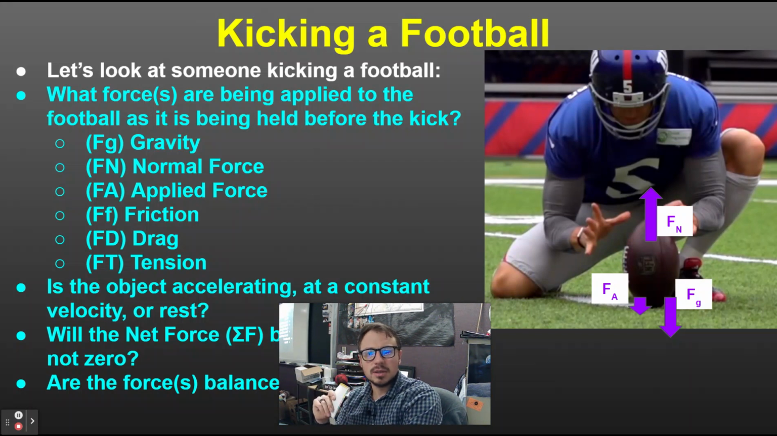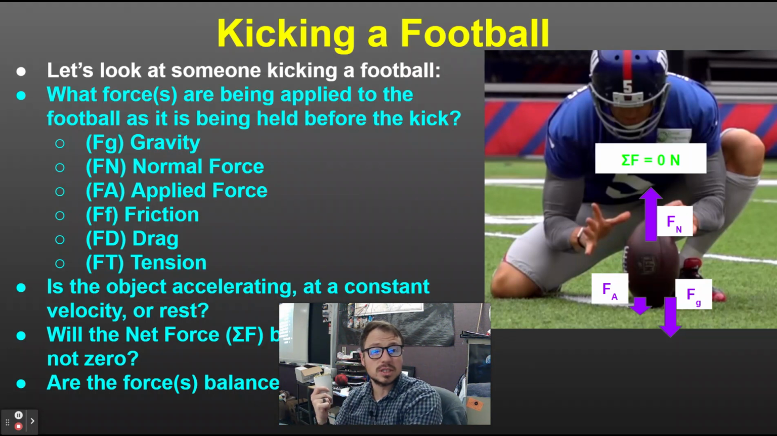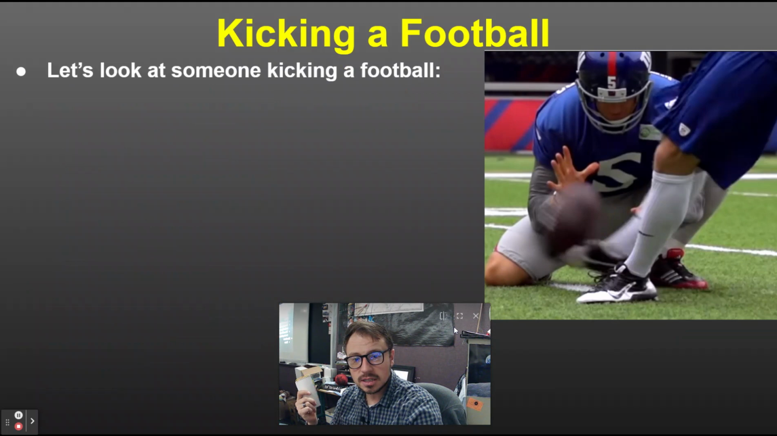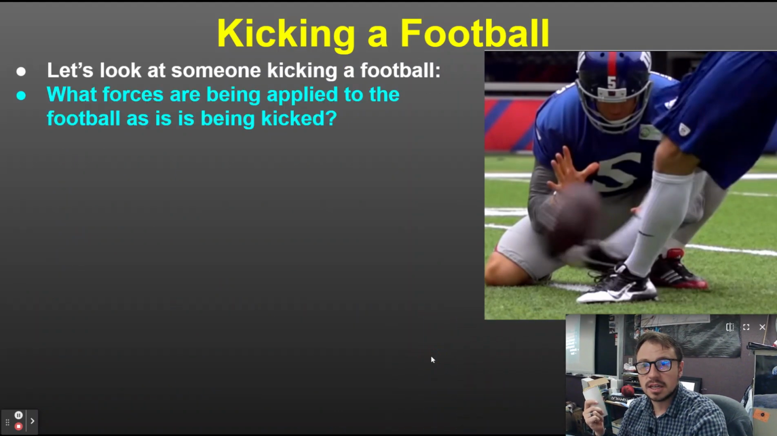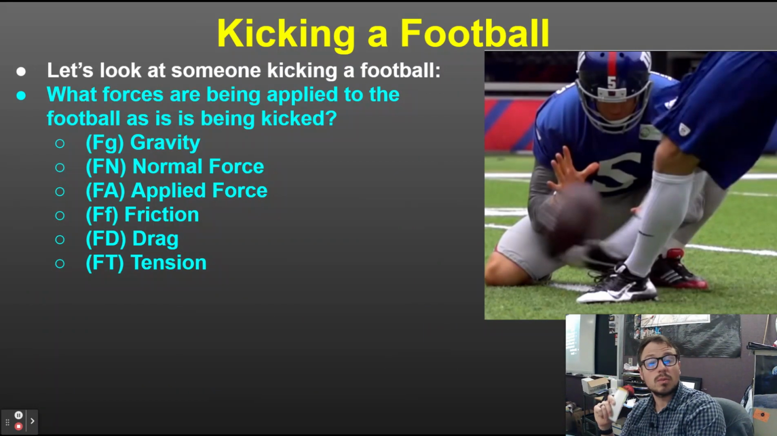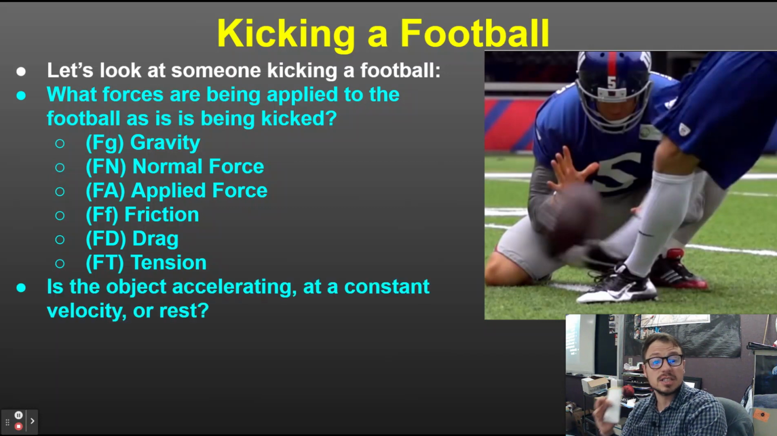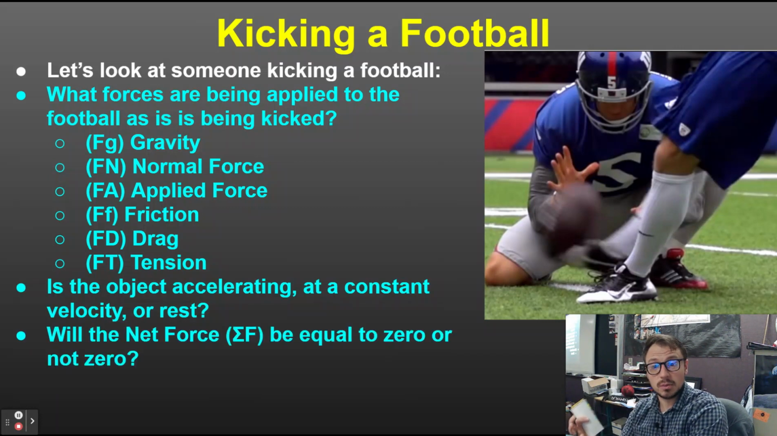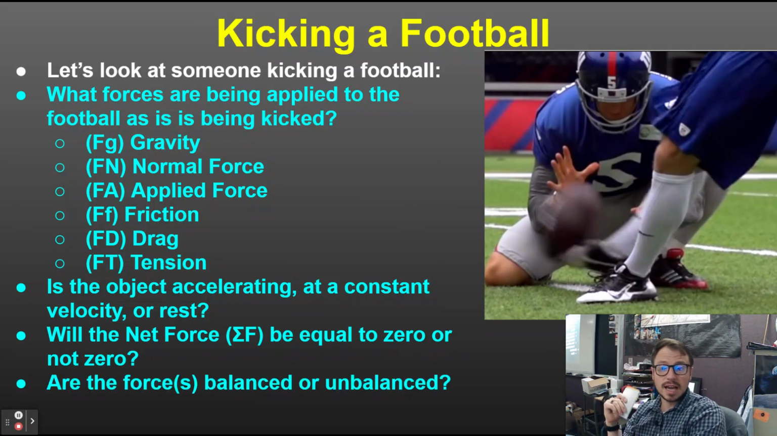And you can make an argument there's a small applied force as he's holding this football. He might be pushing down a little bit. But if I add up all these forces, the net force is going to be 0 newtons. The forces are balanced. This object is not accelerating. Now let's take a look as the kicker is kicking it. Think about what forces are being applied. Obviously, this football is accelerating now, which means the net force is not 0. There will be a net force acting on it, and the forces will be unbalanced because this object is accelerating.